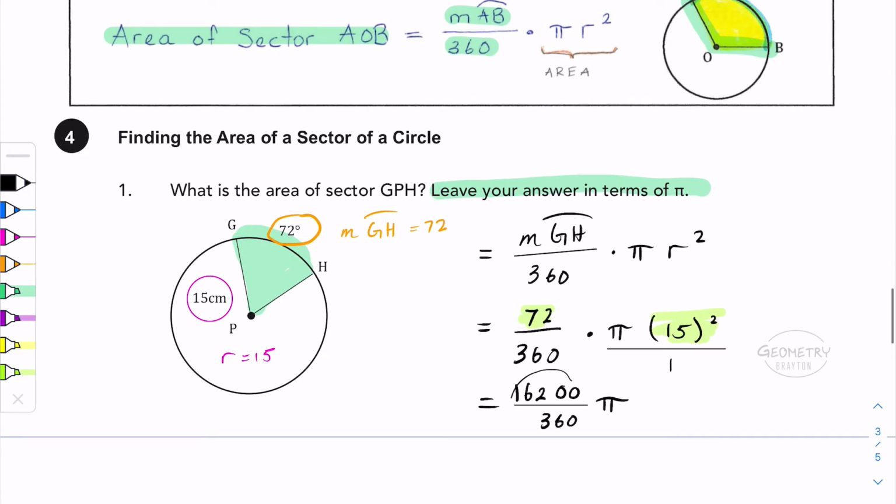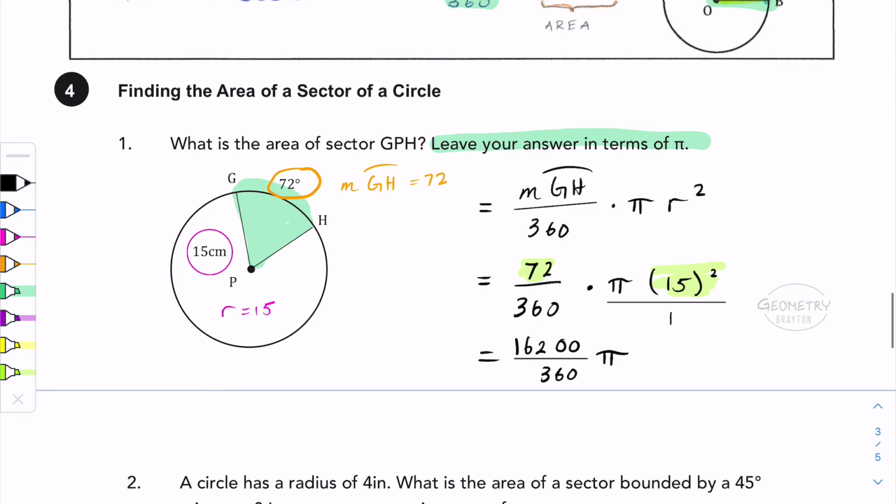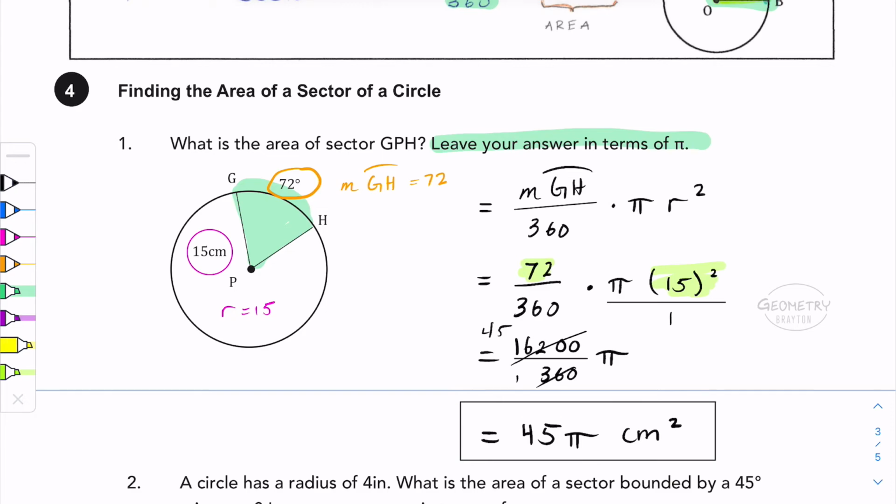Now we're going to see, are there any numbers that simplify this fraction? And actually 360 goes into itself once, and it goes into 16,200 45 times. So our final answer here is 45 pi, and this is square centimeters. Don't forget your units.